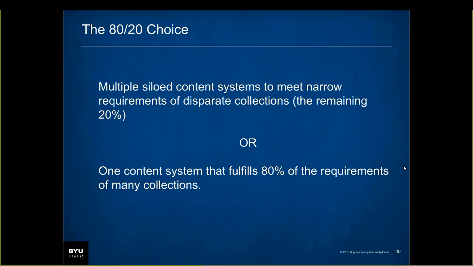So we've been able to achieve our goals of limiting the number of content systems and do more than just provide a learning object repository, but a content system for the entire campus. So we can reach the 80% of each of the different use cases. We're not as worried about the 20 because we think it's worth the trade-off instead of buying 5 or 6 or 7 different content management systems.